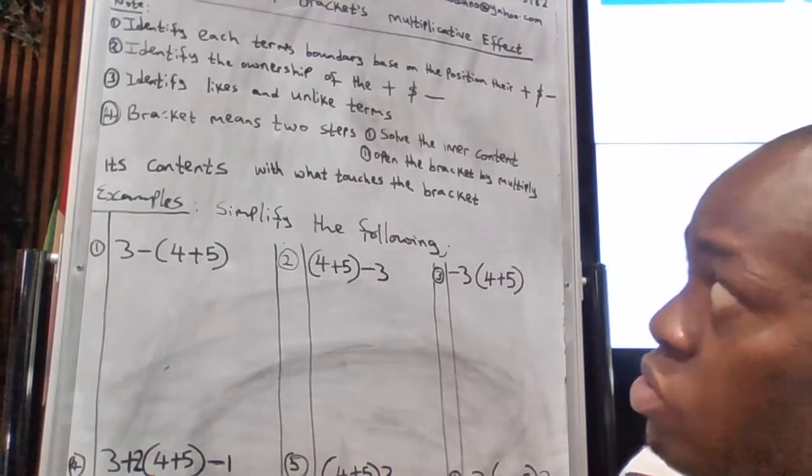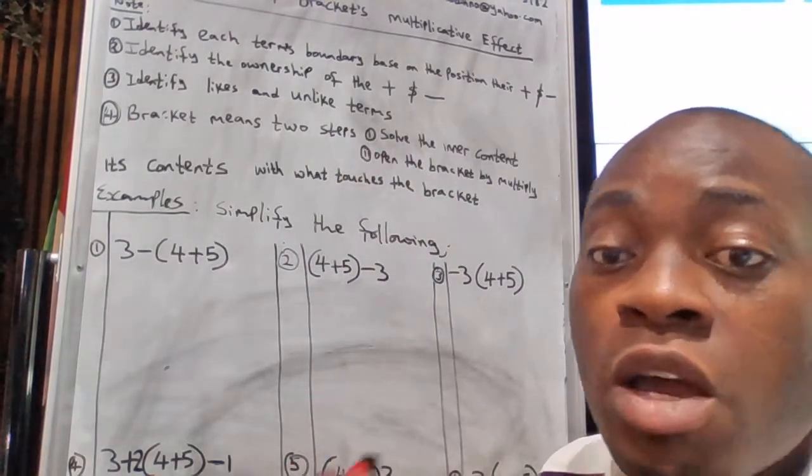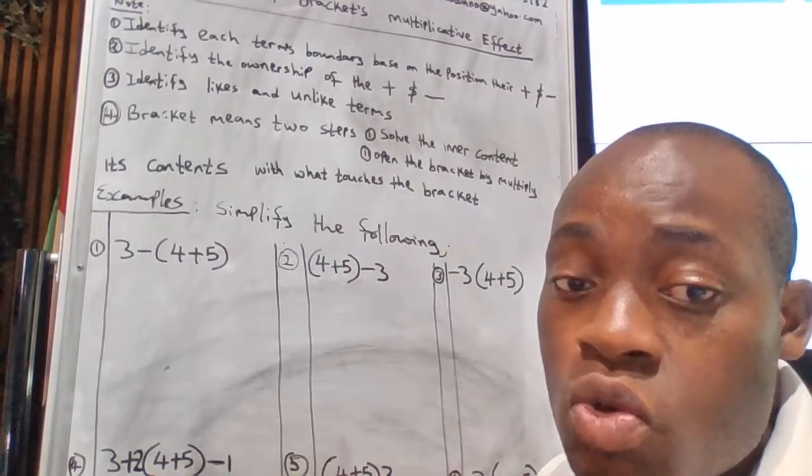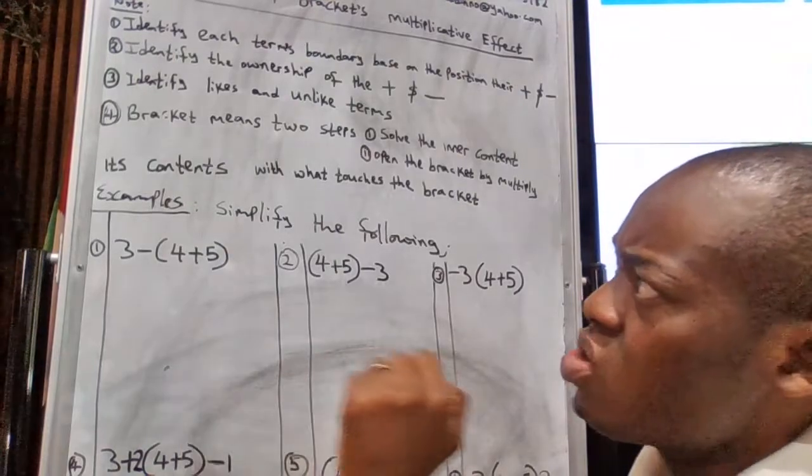The other one is to identify if it is like and unlike terms. We'll get to that when we talk about algebra. Like terms are the things you can add together. Unlike terms are things that don't look alike, you cannot add them together. So we have a video on that also.